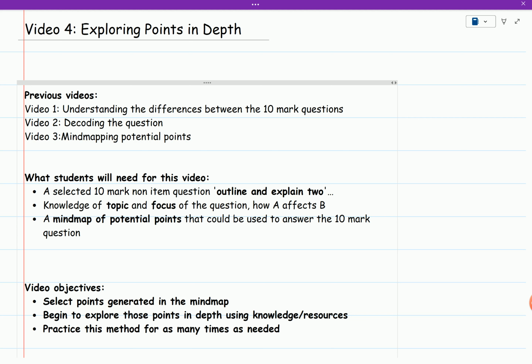And the final part to the objective is we're going to practice this method as many times as needed. So unlike the previous videos where you listen, you watch, a task is set, you complete it and move on to the next video, you can spend a long time on this one if you want. The more time you spend doing the activities described in this video, the better it might be for you if you feel like you need it.